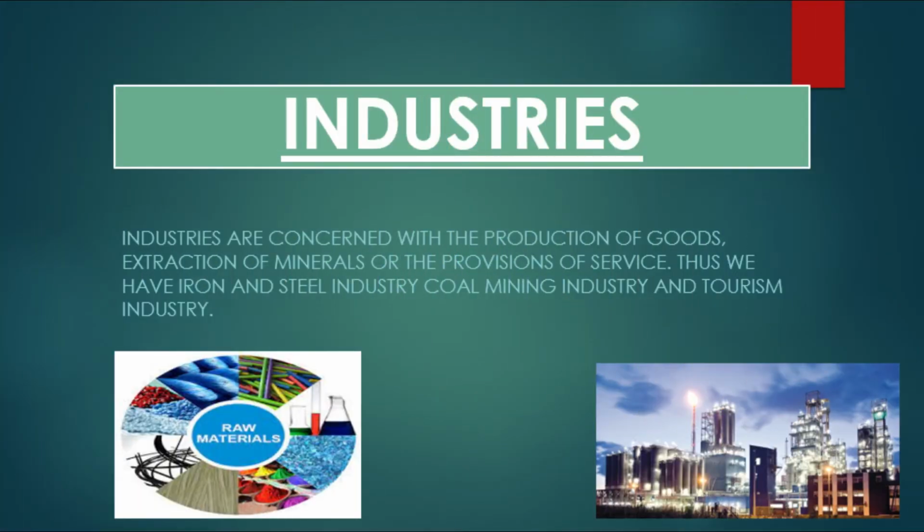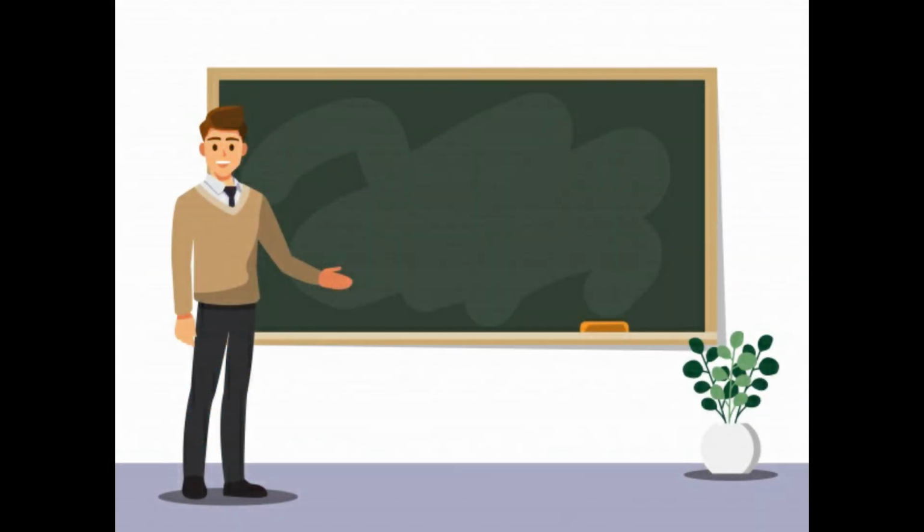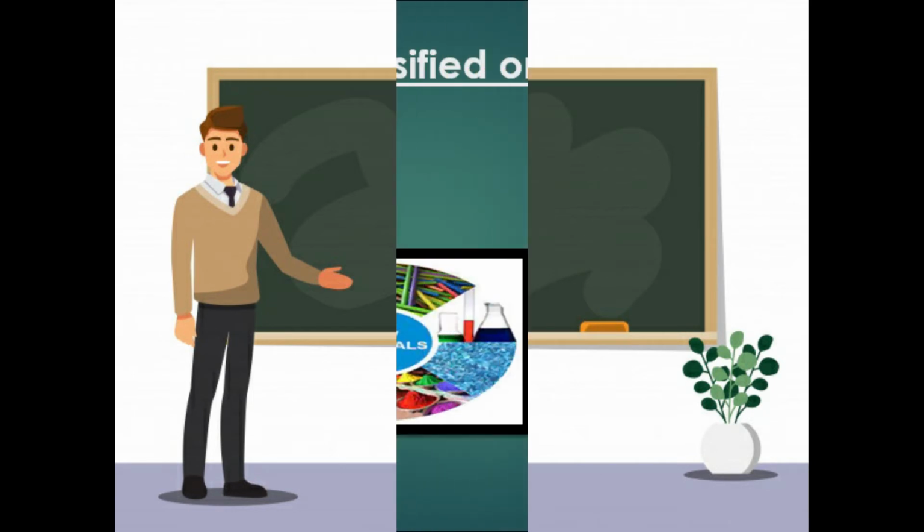Industries are concerned with the production of goods, extraction or the provision of services. Thus we have the iron and steel industry, coal industry and tourism industry. Understood, students? I hope the definition is clear to all. Let's move on to the basis of classification.